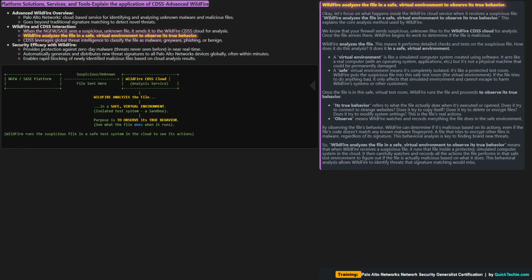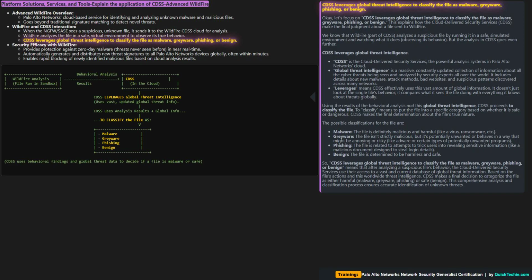A file that tries to encrypt other files is malware, regardless of its signature. This behavioral analysis is key to finding brand new threats. So, WildFire analyzes the file in a safe, virtual environment to observe its true behavior, means that when WildFire receives a suspicious file, it runs that file inside a protected, simulated computer system in the cloud. It then carefully watches and records all the actions the file performs in that safe test environment to figure out if the file is actually malicious based on what it does. This behavioral analysis allows WildFire to identify threats that signature matching would miss.